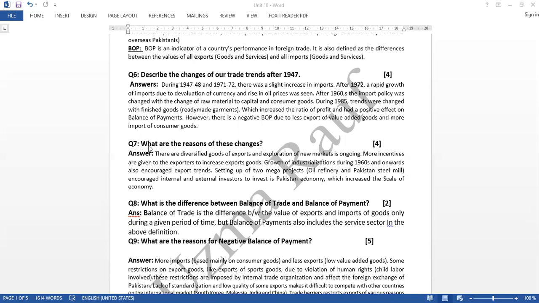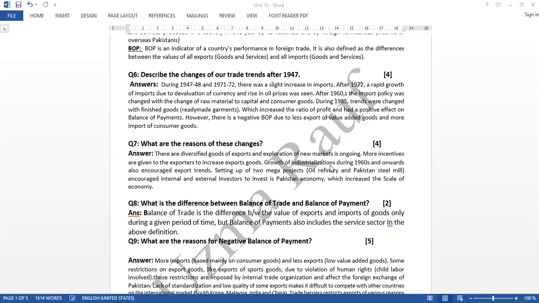Question number 7 is, what are the reasons of these changes? So now we will discuss the reasons here. Reasons are, there are diversified goods of exports and exploration of new markets is ongoing. More incentives are given to the exporters to increase exports goods.